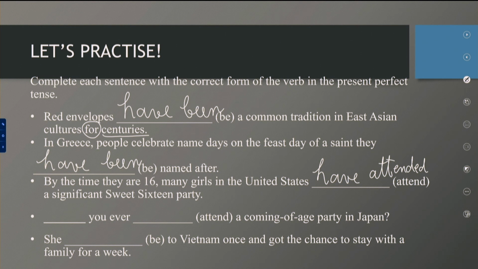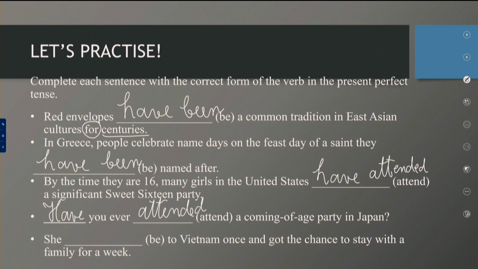Excellent. Vladimir? Have you ever attended the coming of age party in Japan? Good. She has been to Vietnam once and she got the chance to stay with a family for a week. Good. She will be followed by has. She has been. Excellent. Thank you.